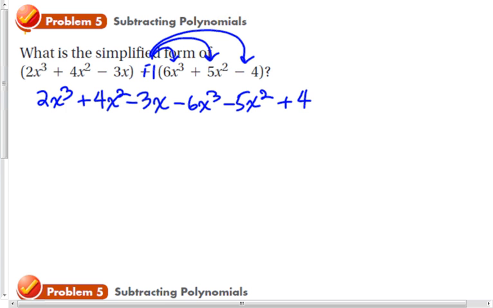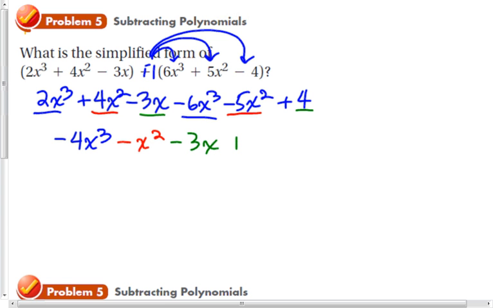And then I'm going to combine like terms. That gives me negative 4x to the third. Combining the 4x squared with the negative 5x squared gives me negative 1x squared. There's nothing to combine with this, so I'm just going to put minus 3x for this, plus 4. All right? The other way you can do it is just line it up like a subtraction problem.